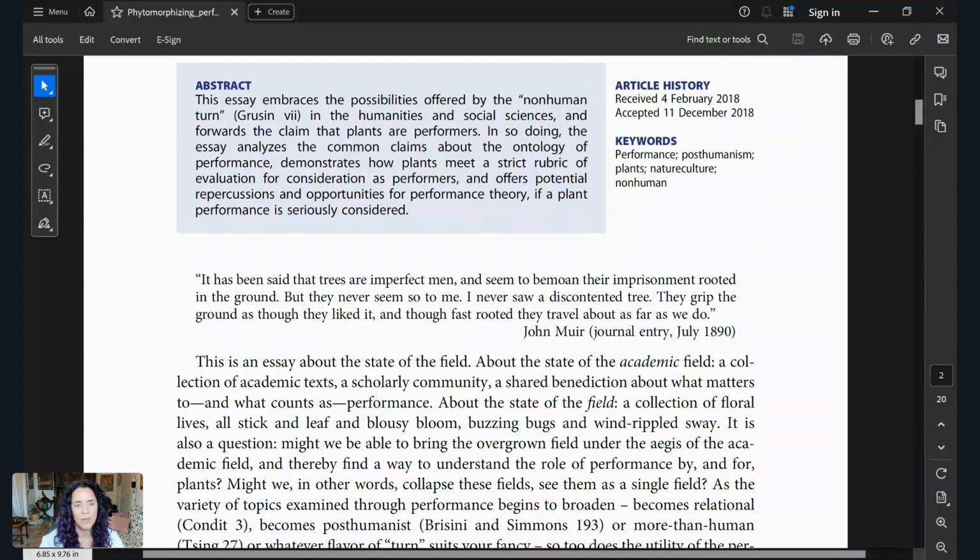The abstract says, this essay, so see, a long form essay, and it's very long form because it's 20 pages. This essay embraces the possibility offered by the non-human turn in the humanities and social sciences and forwards the claim that plants are performers. In so doing, the essay analyzes the common claims about the ontology of performance, demonstrates how plants meet a strict rubric of evaluation for consideration as performers, and offers potential repercussions and opportunities for performance theory if plant performance is seriously considered.